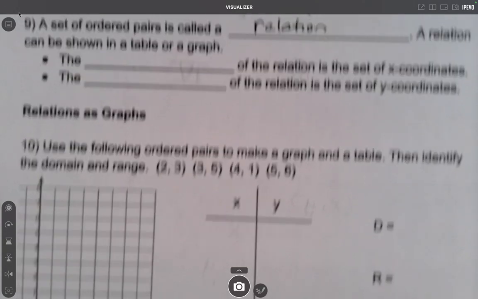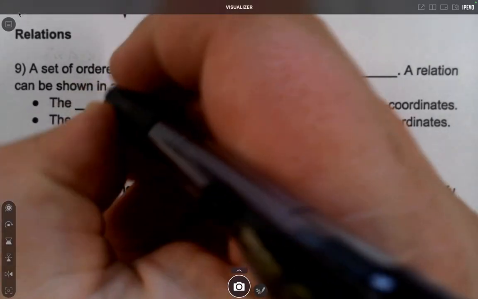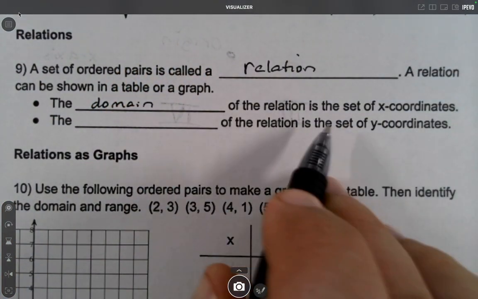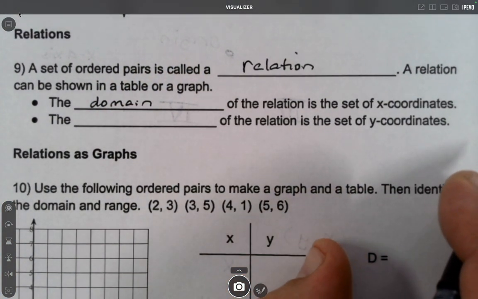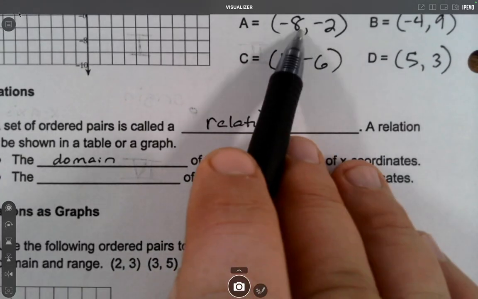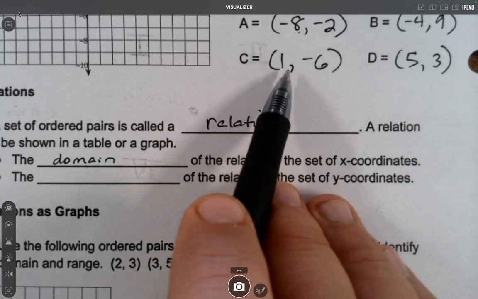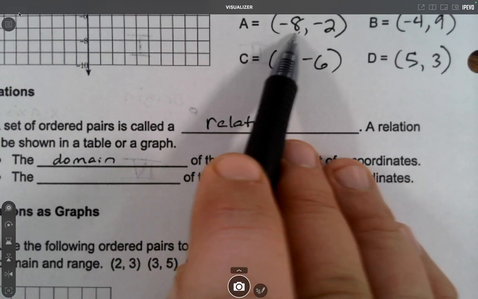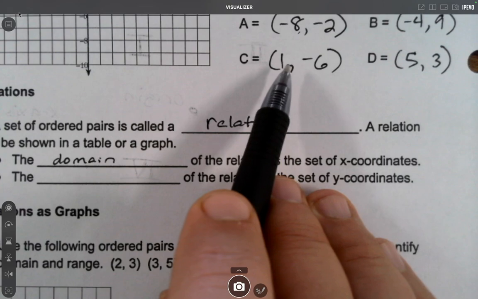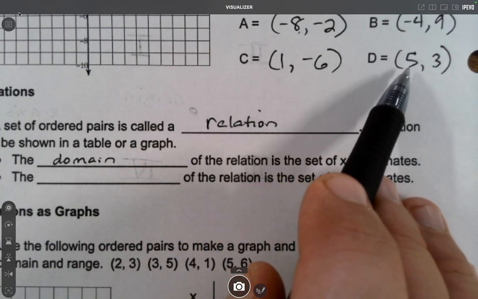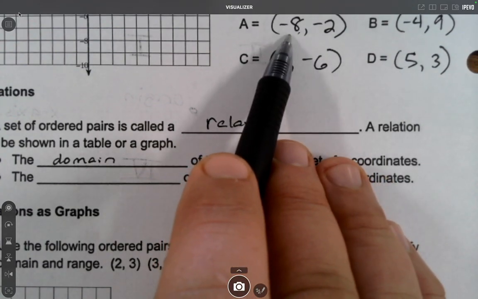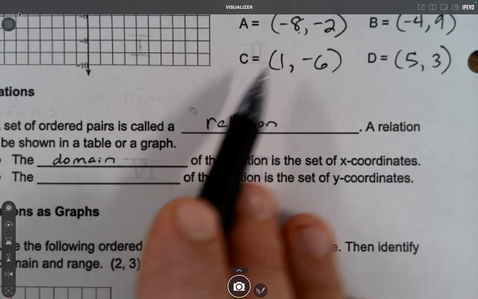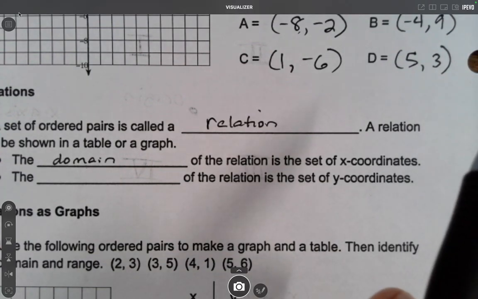So use the, I didn't finish yet. The domain of the relation is the set of the x-coordinates. So like up here, we have 4 points. We have 4 elements of the domain: the negative 8, the negative 4, the 1, and the 5. Negative 8, negative 4, 1, and 5 make the domain, because that's all the x values for those 4.